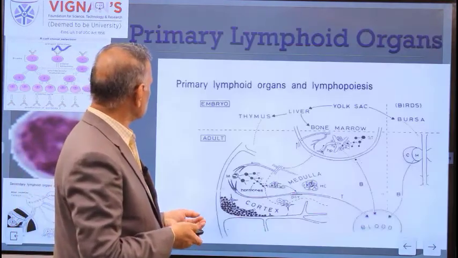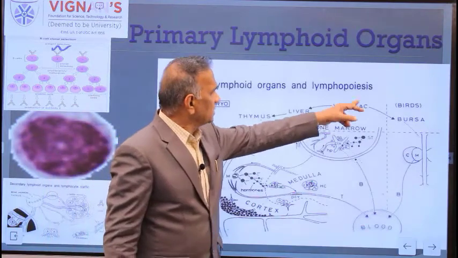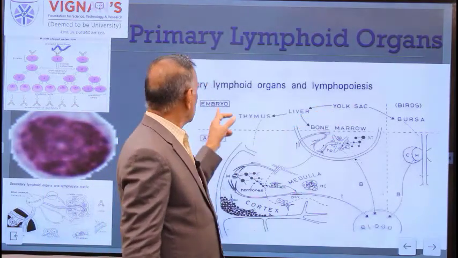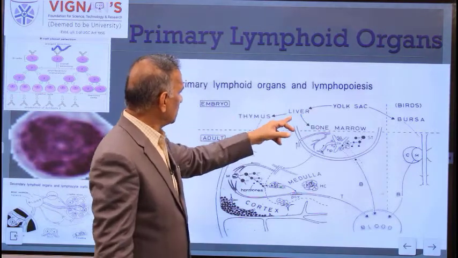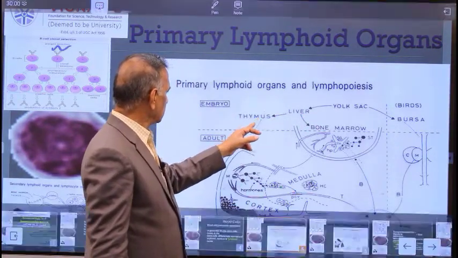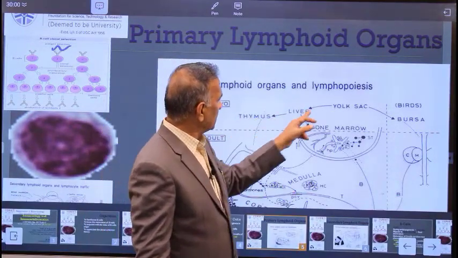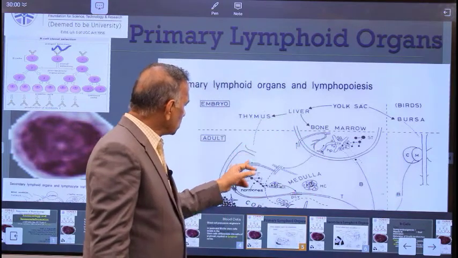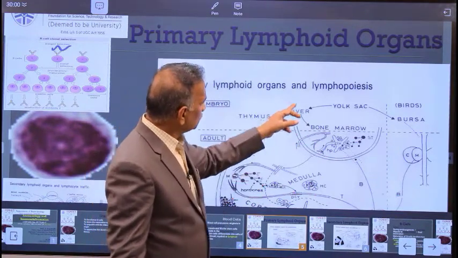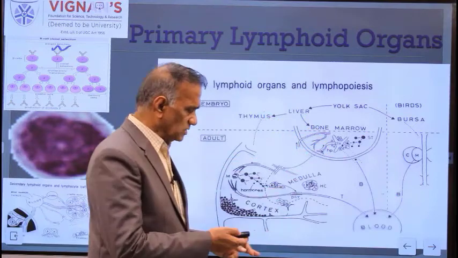So the yolk sac is in the embryo. From there it goes to the liver. From the liver to the thymus, and again from the liver to the bone marrow. Those that go to the thymus become T-cells. Those that go to the bone marrow become B-cells.